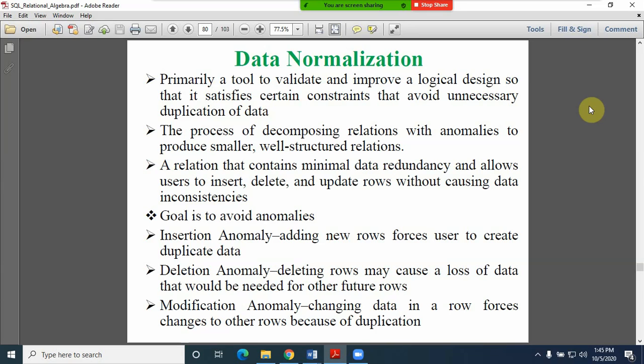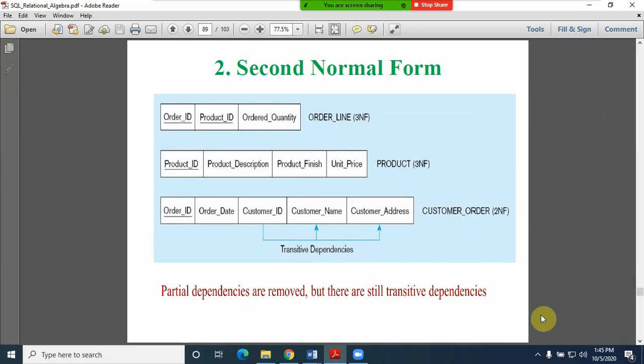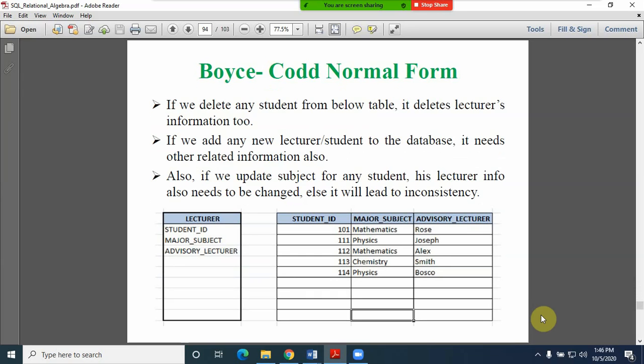Insertion anomaly means adding new rows forces the user to create duplicate data. Deletion anomaly means deleting a row may cause a loss of data that would be needed for other future rows, and modification means changing one particular value is creating duplicates. The same thing we are observing in the BCNF. In case of this particular discussion, any insertions, updations or deletions cause some reflection. Actually we are having the lecturer information like student ID, major subject and as well as the advisory lecturer.